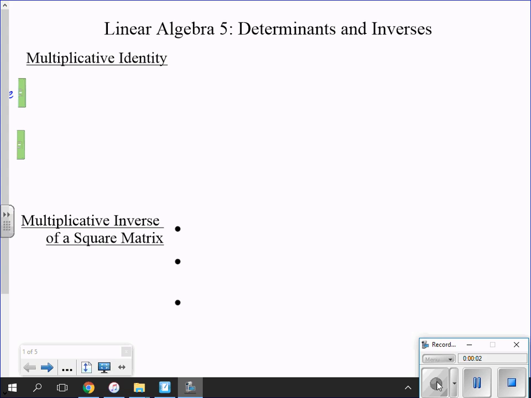Okay, so here we go with matrices again. And so we're doing determinants and inverses.